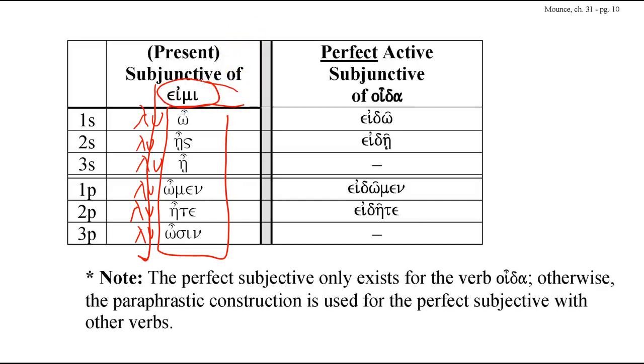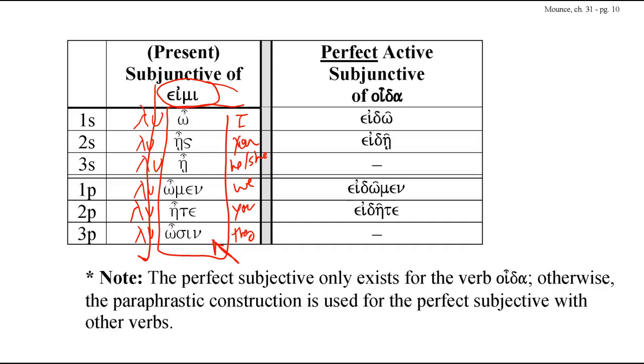So whenever you want to use something like I might be, you, singular might be, he, she, it might be, we might be, you all might be, or they might be, it's simply the suffix endings when you drop the stem from the Luo paradigm. So those are the forms.